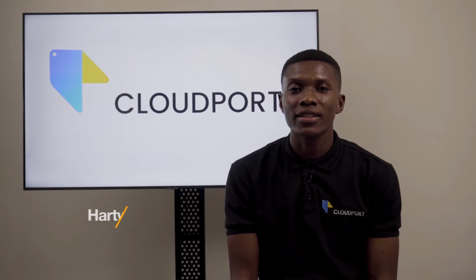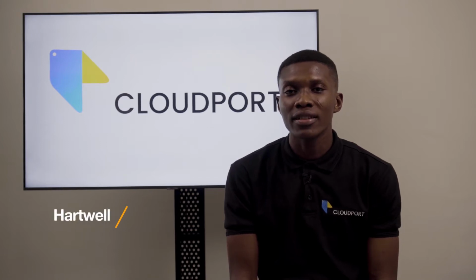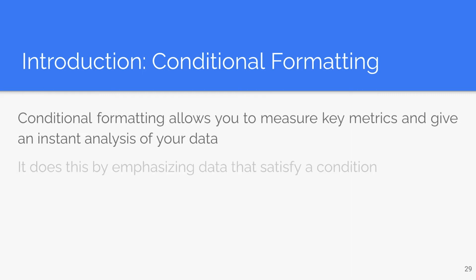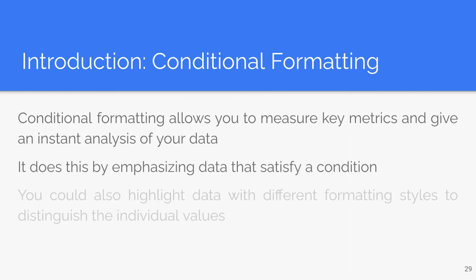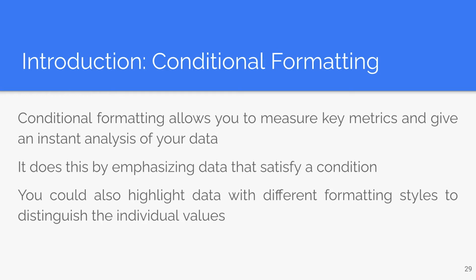Welcome to the last lesson in this module. In this lesson, we will cover conditional formatting. Conditional formatting allows you to measure key metrics and give an instant analysis of your data before you even start evaluating the records. It does this by emphasizing data that satisfy a condition. This could, for example, be used to show data values that fall below a threshold in red font, drawing the attention of the document viewers to a potential problem.